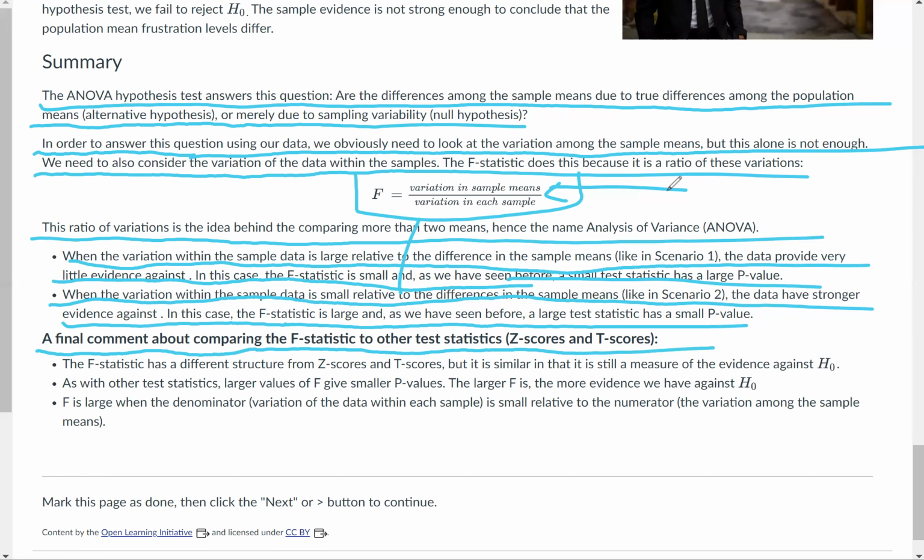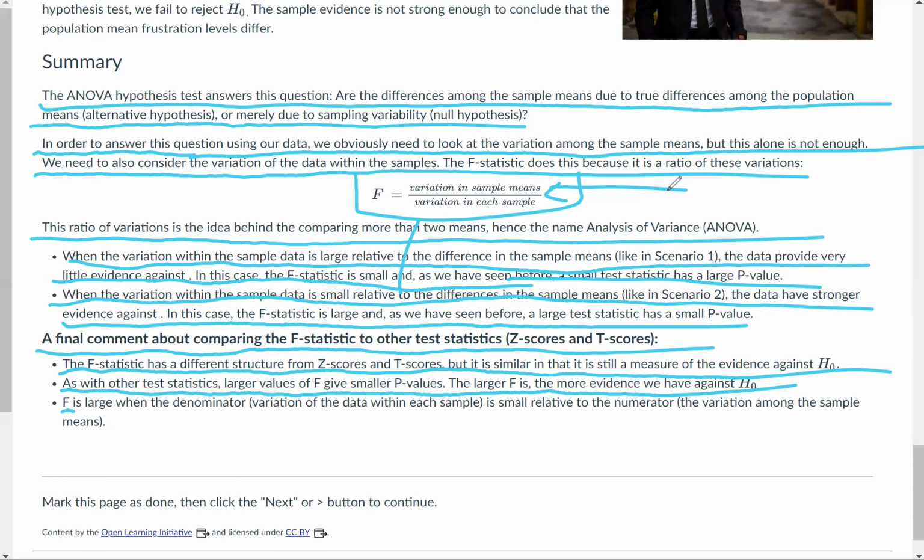Now I'll make one final comment about comparing the F statistic to other test statistics like z-scores and t-scores. The F statistic has a different structure from the z-scores and the t-scores, but it is similar in that it's still a measure of the evidence against the null hypothesis. As with other test statistics, larger values of F give smaller p-values. The larger your F, the more evidence we have against H sub 0, the null hypothesis.